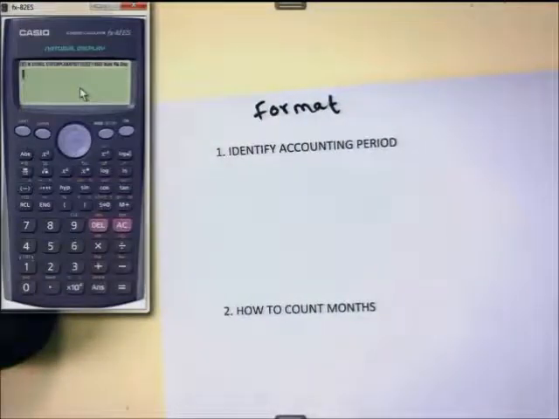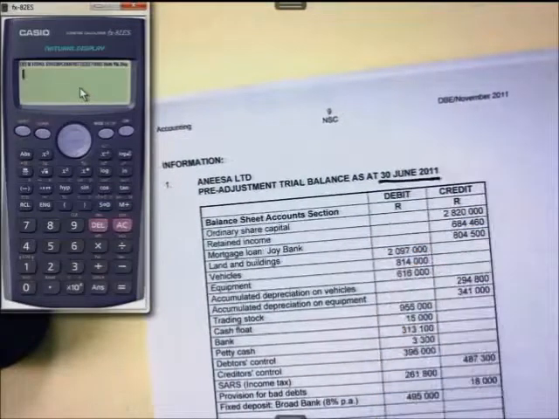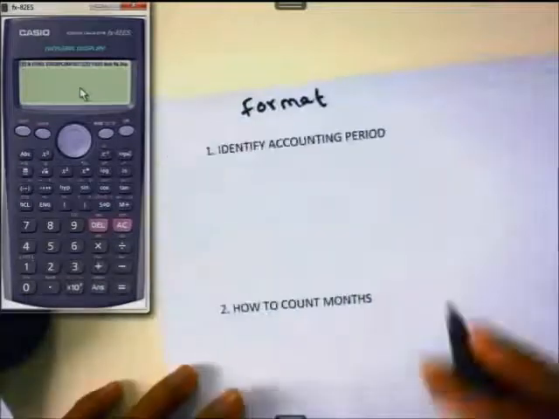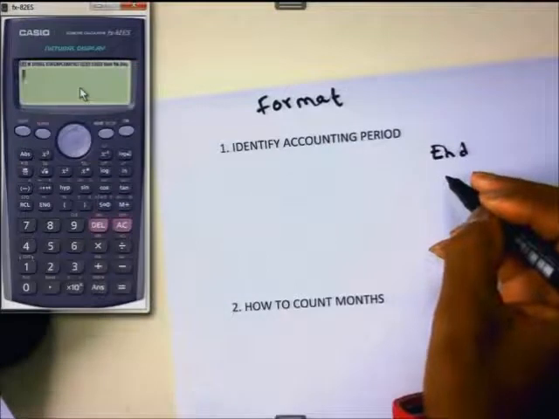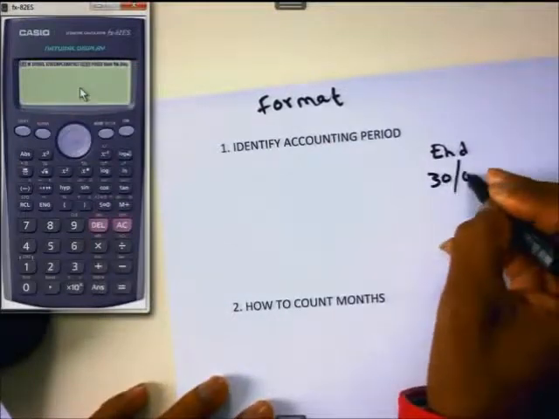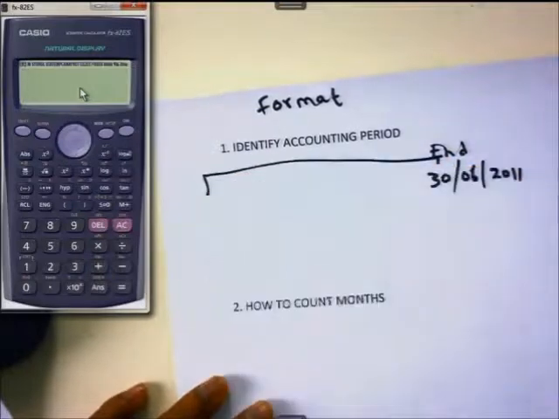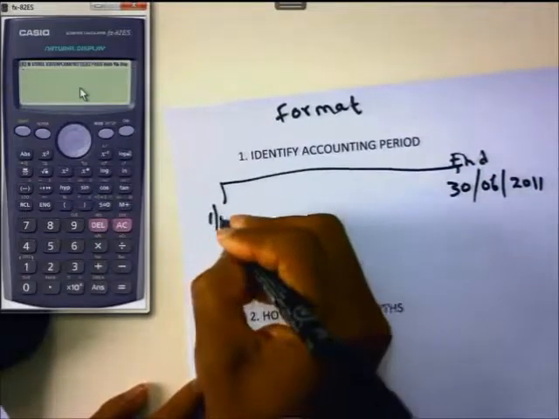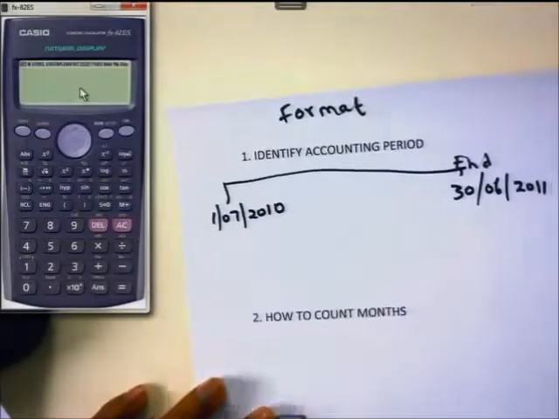Now, with accounting period, if you check, you'll be given a trial balance. Date on the trial balance represents the end of the accounting period. That is 30 June 2011. So you must check when is the beginning. The beginning will be 1st July 2010. That will be the beginning.